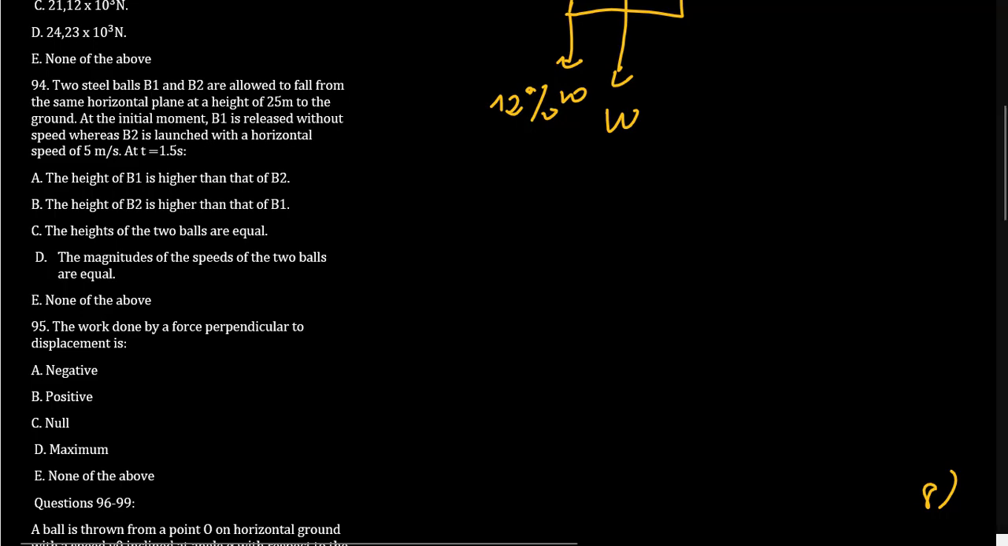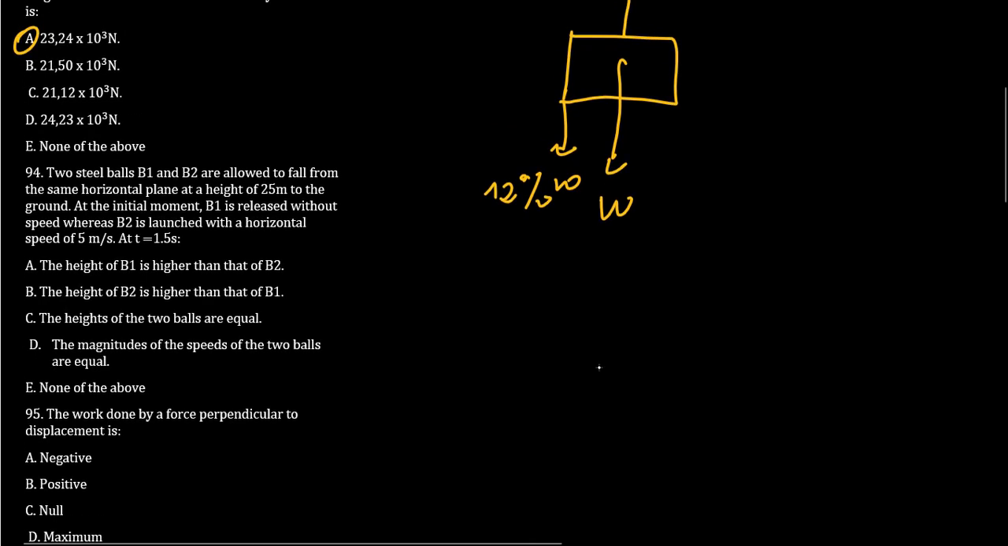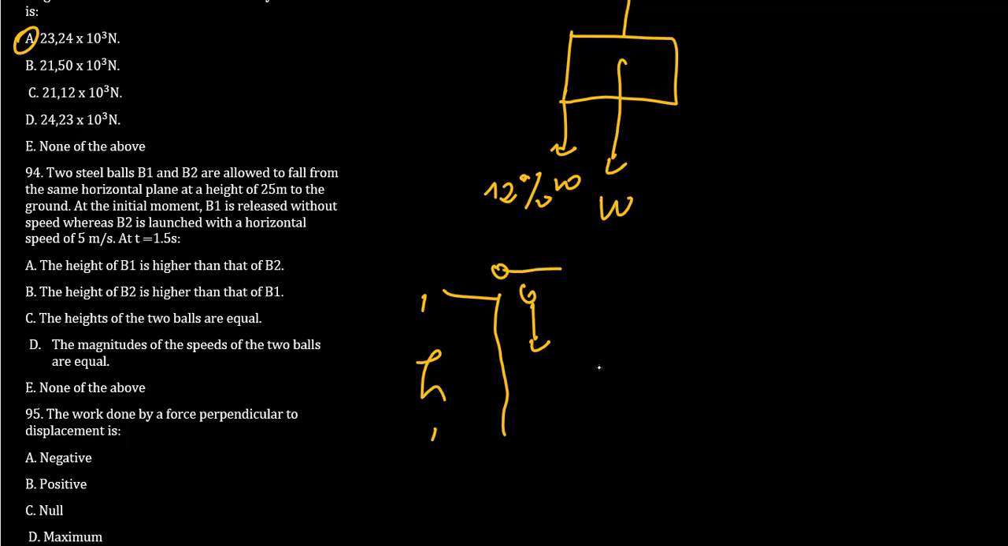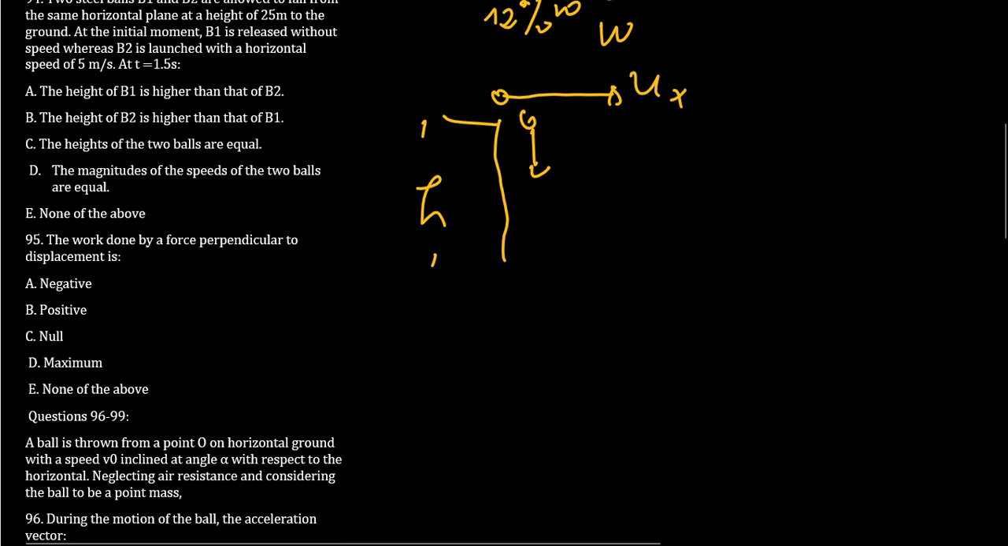So let's analyze the problem keenly. What we have is two balls B1 and B2. Let's say this is the height to which both balls are supposed to fall. So I can call it H. The first ball falls without initial velocity and goes vertically downwards, and the second ball B2 is projected with an initial velocity, that's u of x. It means that it does not have a vertical velocity. So at the end, both balls are going to fall the same distance. So the correct option here is option C.